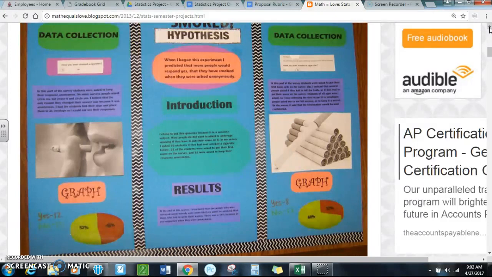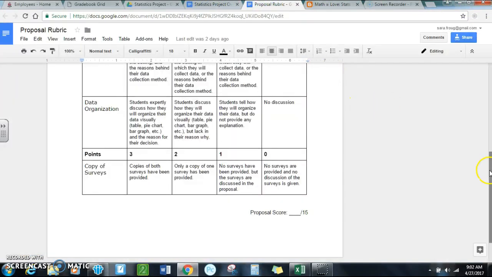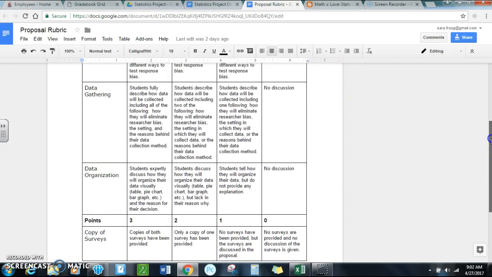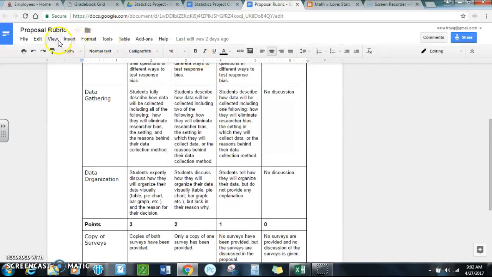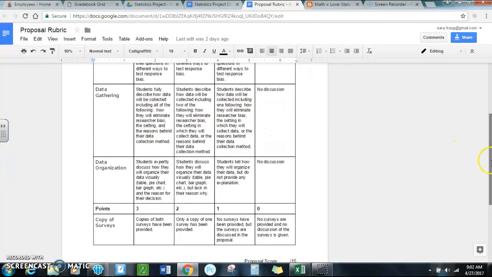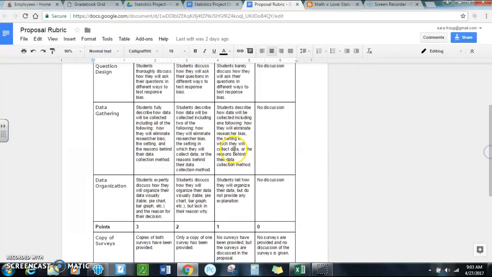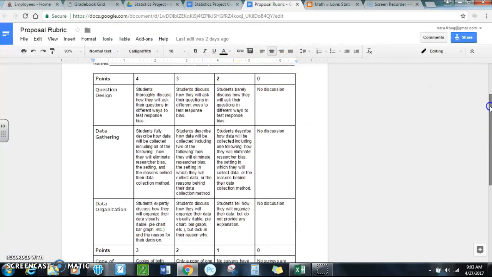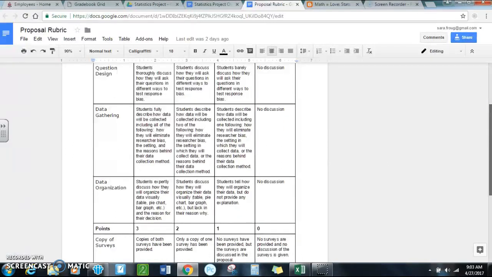Hopefully this has given you an idea of what this project is going to be about. Again, I want to be very clear, your proposal, okay, and you can go back and just take a screenshot of this. Let me see if I can zoom it out enough that you can actually see the entire thing. Okay, so you can't see the points. This is 4, 3, 2, and 0. Okay, but just check. You can take a screenshot of this.